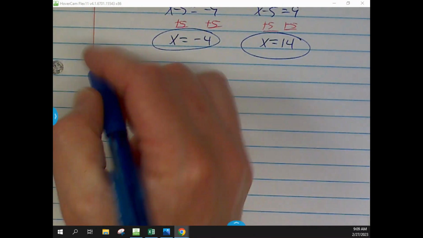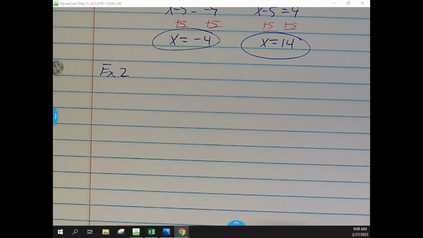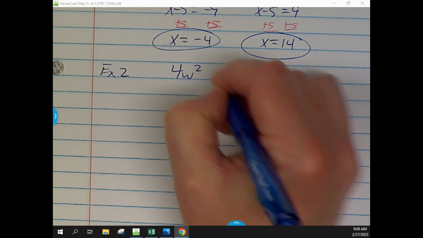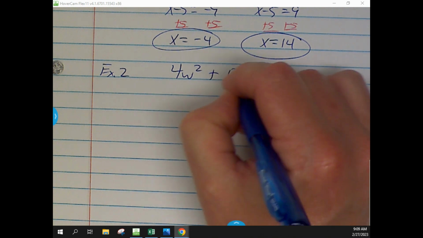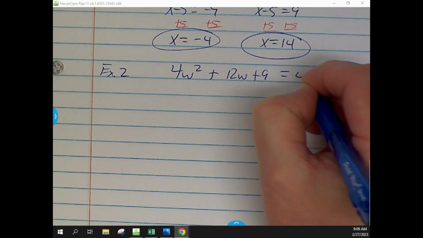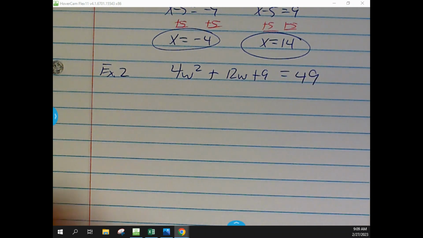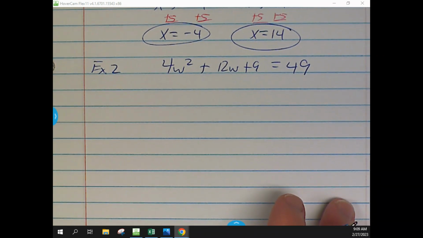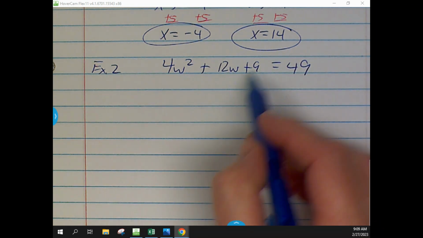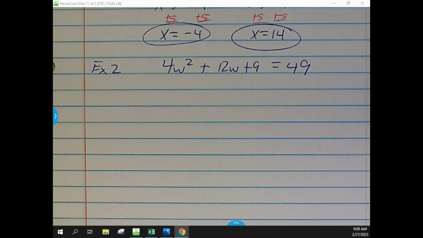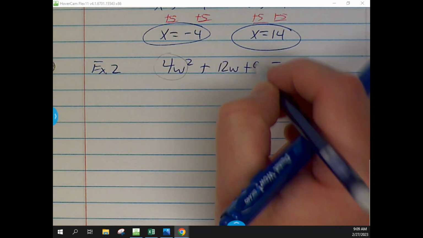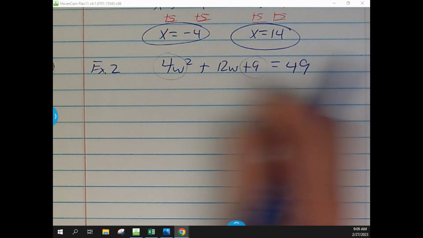All right, let me show you one more of those with square root property. Let's go with 4w squared plus 12w plus 9 equals 49. Okay, and we know we can take the square root of 49, so that's not a problem. It's finding out what this thing would be over here. And again, if you notice, you've got a perfect square here and a perfect square there. They're all pluses.